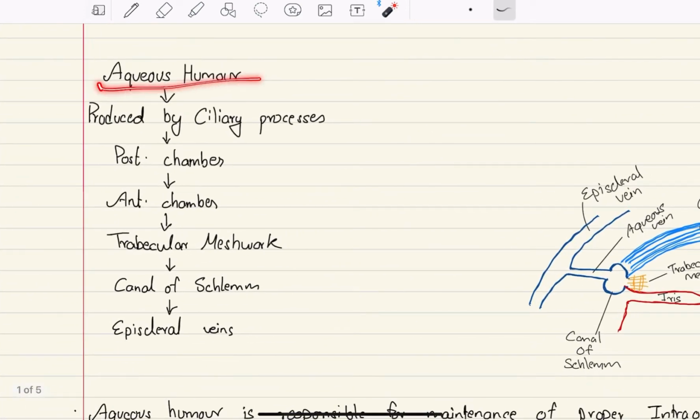So aqueous humor here, it is produced by ciliary processes. From there it flows into posterior chamber and into the anterior chamber through pupil, and from the anterior chamber it is drained into a trabecular meshwork, and from the trabecular meshwork it flows into canal of Schlemm which drains into episcleral veins. So this is how the aqueous humor is produced and drained inside the eye.